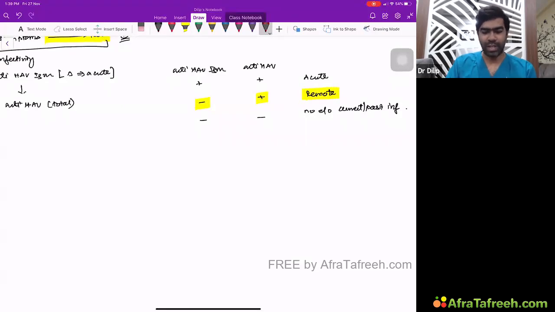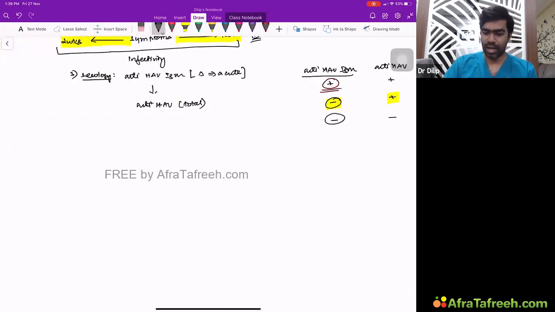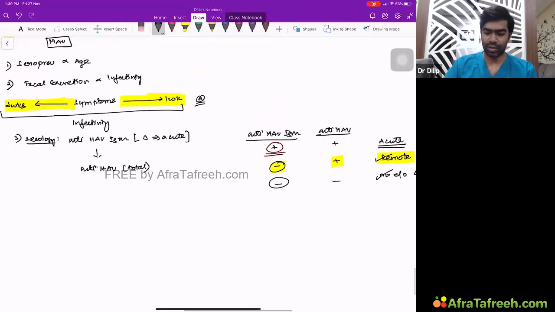So usually when a patient comes with acute hepatitis, jaundice and all, the only test we do is anti-HAV IgM. If it is positive, it indicates an acute infection, because in remote infection, or if the patient does not have any evidence of infection, anti-HAV IgM will usually be negative. So to avoid the cost burden on the patient, the only investigation we do when a patient comes with acute infection is anti-HAV IgM. We don't do any other investigations apart from that.